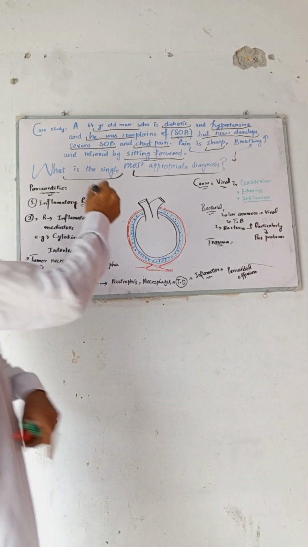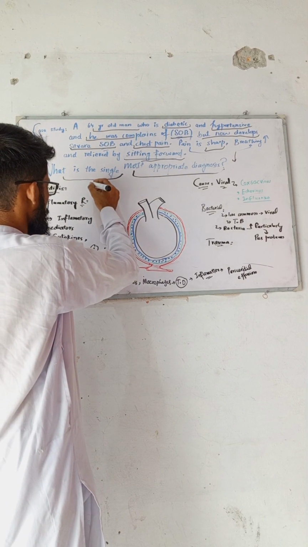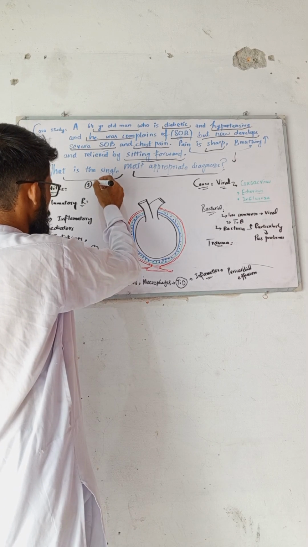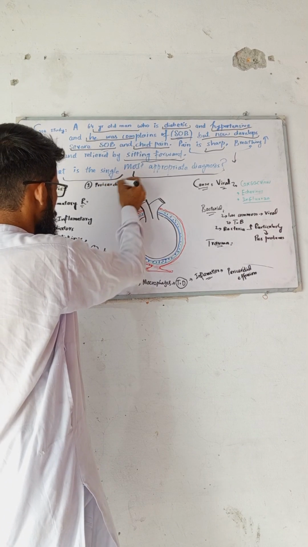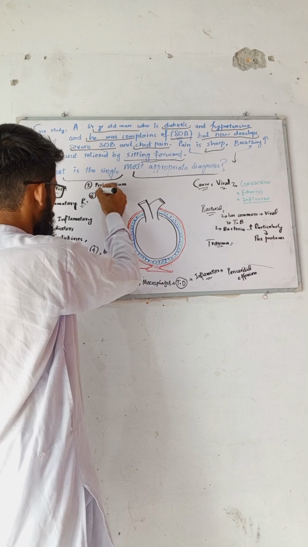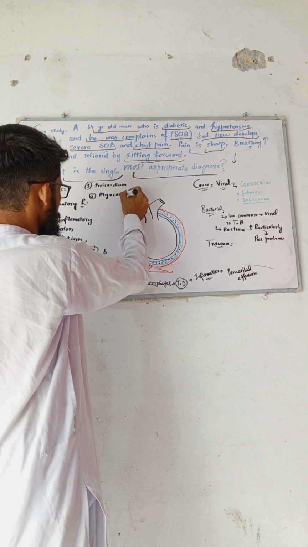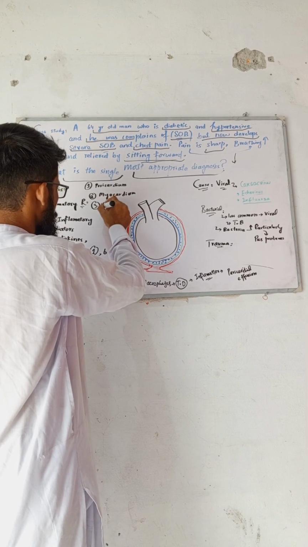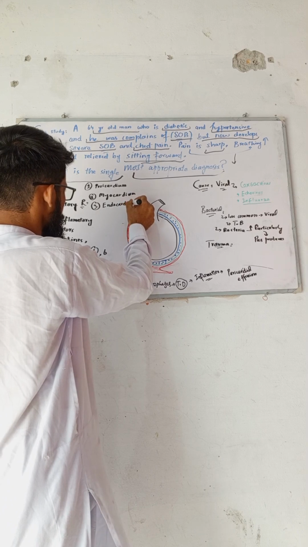You know, the heart is composed of basically three layers. One layer is called the pericardium, the second layer is called the myocardium, and the third layer is called the endocardium.